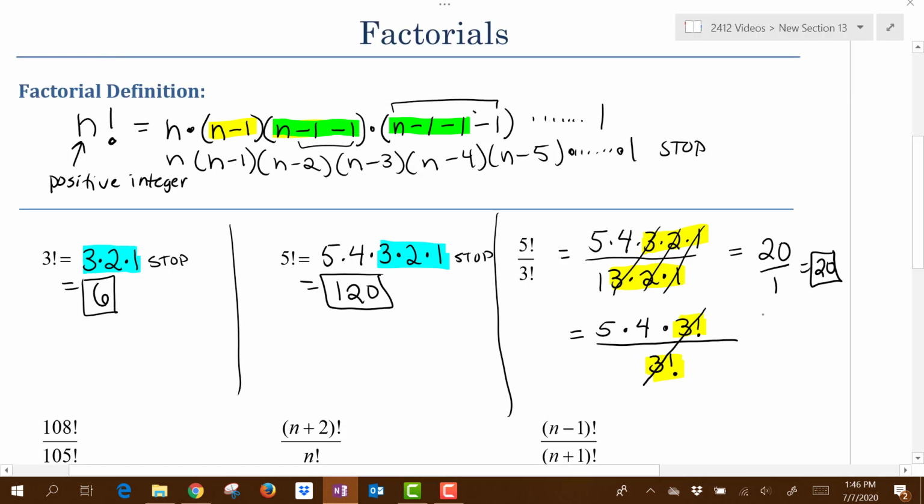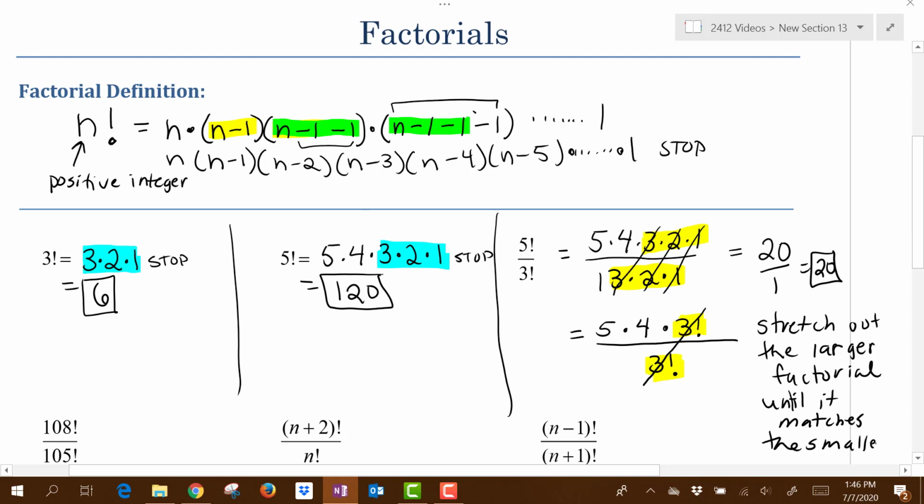So our strategy here is to stretch out the larger factorial. So in this case that was the 5. Just until it matches the smaller factorial.